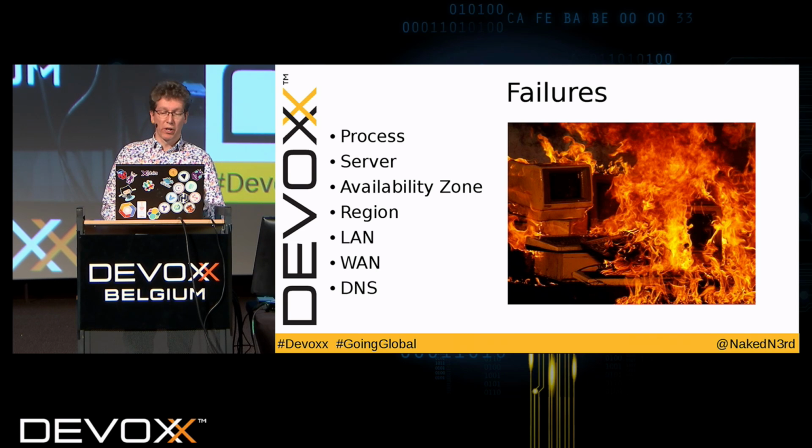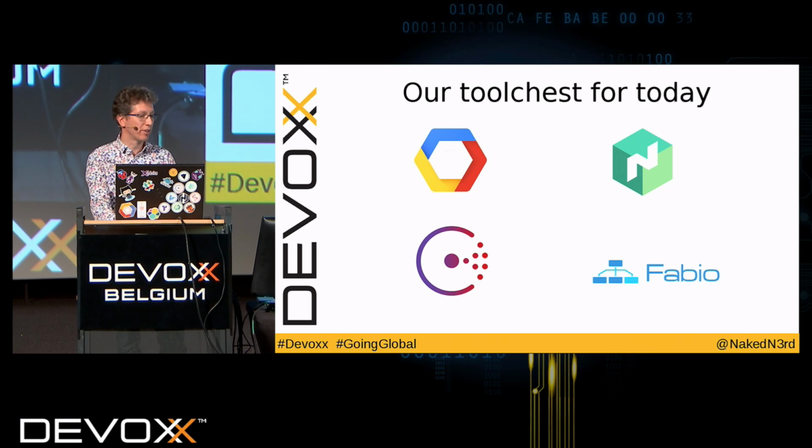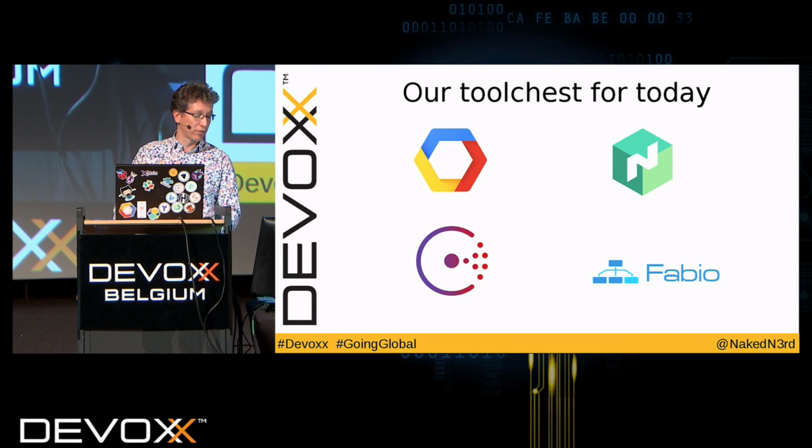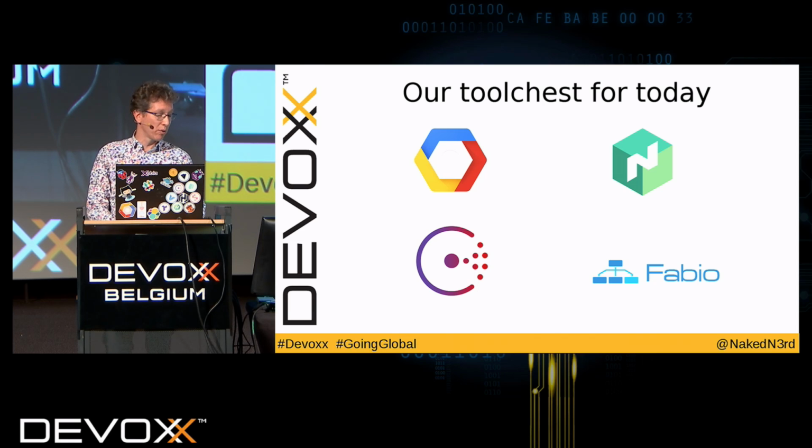So what are we going to use today? Our tool chest consists of the Google Cloud Platform, Nomad by Hashicorp, Consul also by Hashicorp, and we'll use an HTTP router from eBay, which is called Fabio, which also makes it a bit difficult to find it and not get some large hunk as an image.